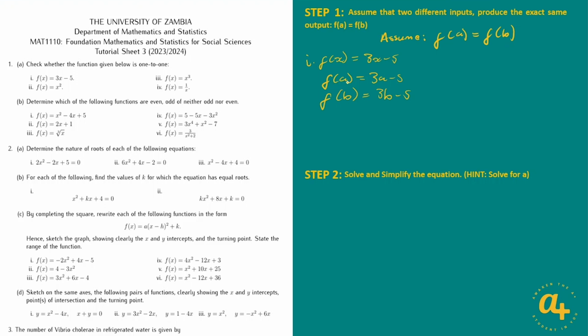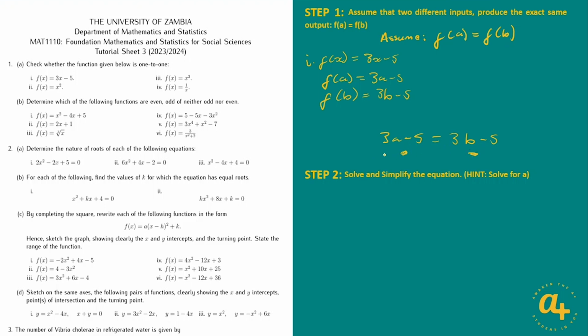To assume f of a is equal to f of b, we are going to equate the output f of a, which is 3a minus 5, to the output f of b, which is 3b minus 5. And just by doing this, we have assumed that f of a is equal to f of b.